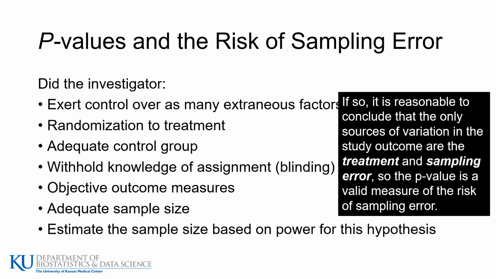So if all these things are true, it's reasonable to conclude that the only sources of variation in the study outcome are the treatment and the sampling error. So here the p-value is a valid measure of the risk of sampling error. But if there are other sources of error in a study, we need to account for that when we're interpreting the p-value.